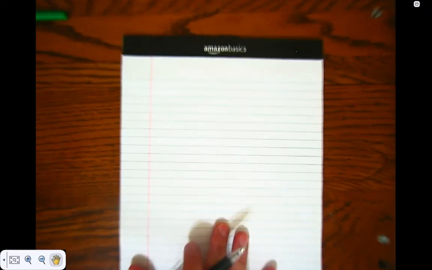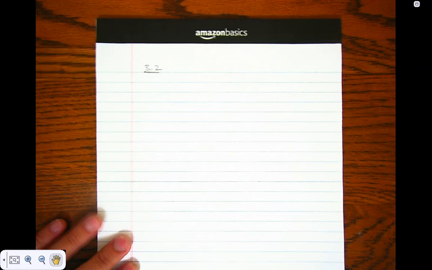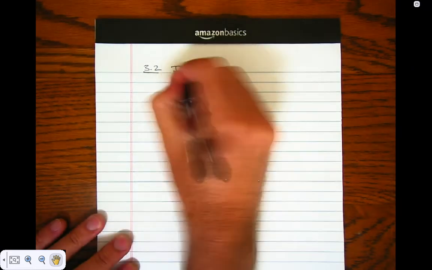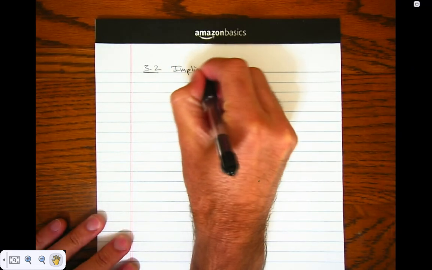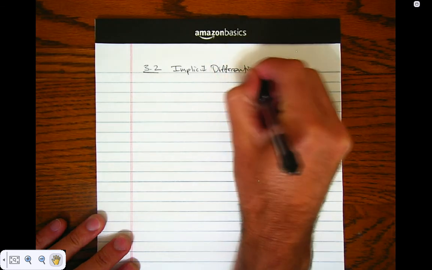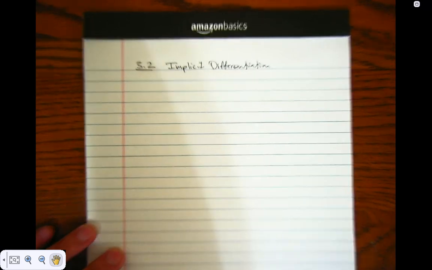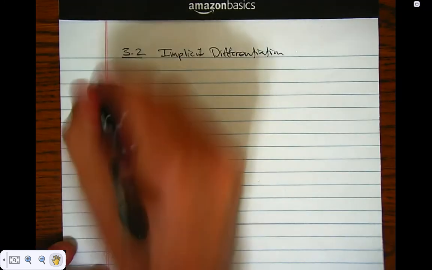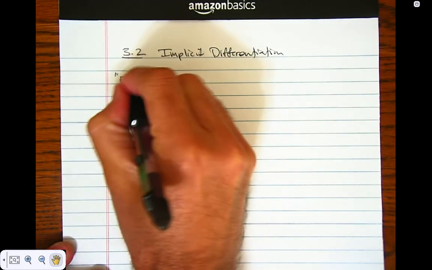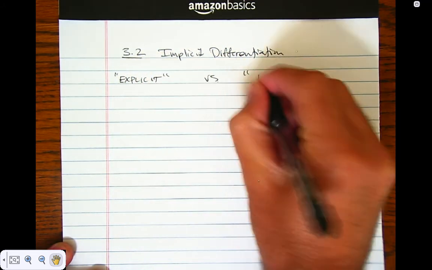Hey guys, okay, so we are going to move on here to 3.2. I'm just going to do some separate notes here first, but we're going to talk about implicit differentiation. Okay, and again, differentiation is the act of taking the derivative. And so we're going to talk about explicit versus implicit.